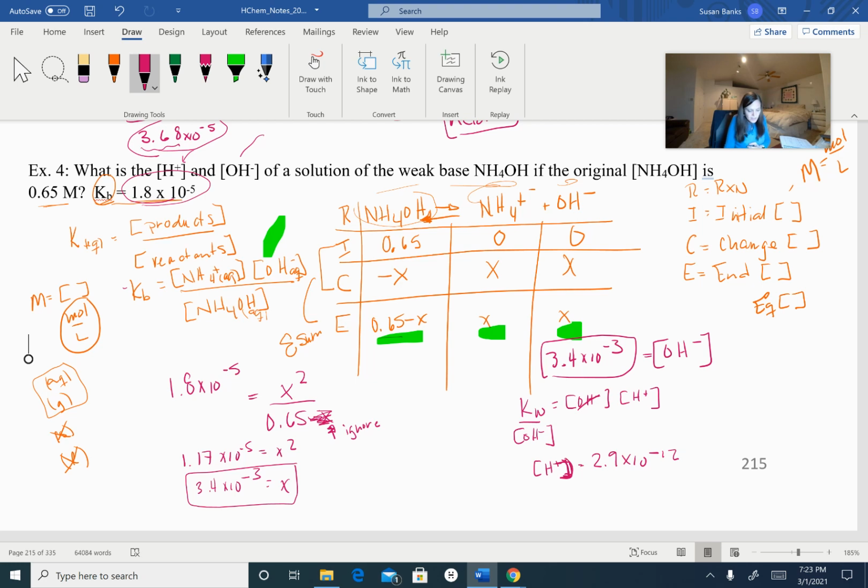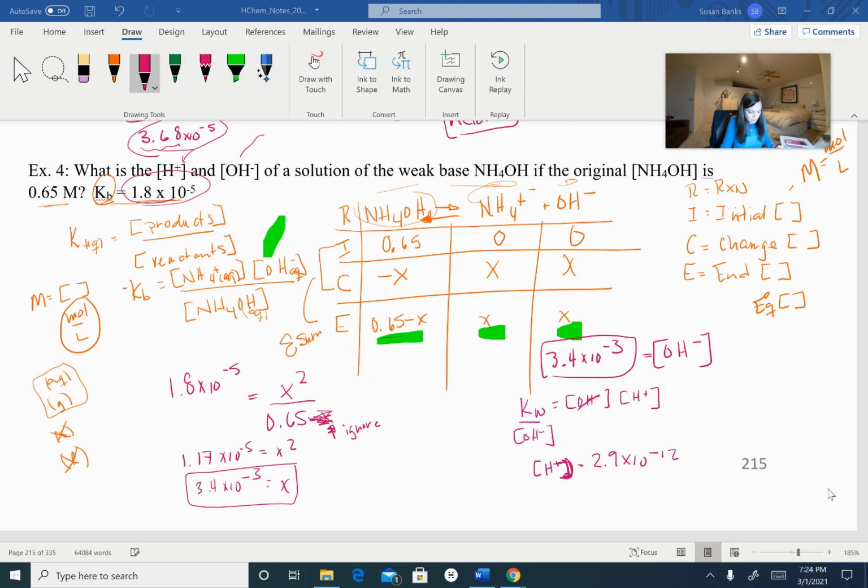Okay. Now I could follow up and ask, was this an acidic or a basic solution? It's definitely basic because the hydrogen ion concentration is less than 10 to the negative 7. So it's definitely a basic solution. All right, so there's our first example.